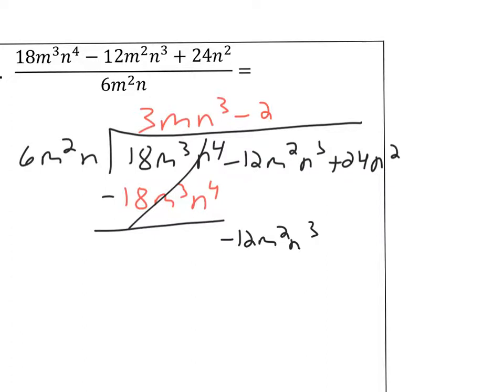But we do need to change the n. Okay, so we got an n to the first here, and we need to make it into an n to the third. So we have 1 here. We need to get to 3. So that is 2 more. So that is n to the second.